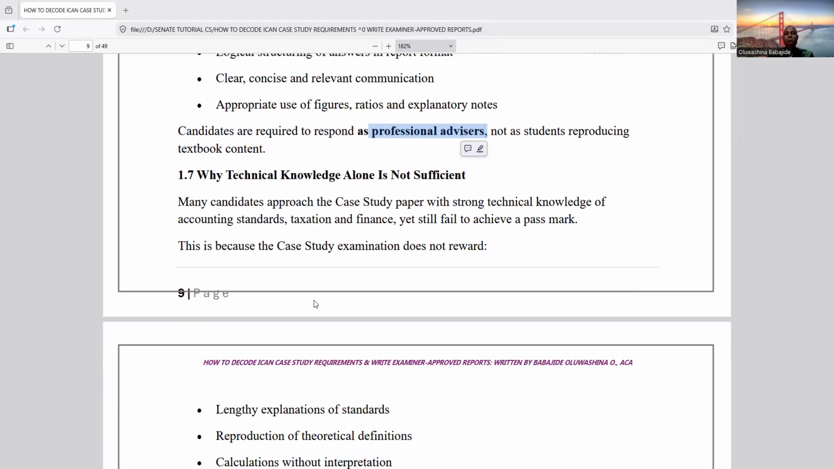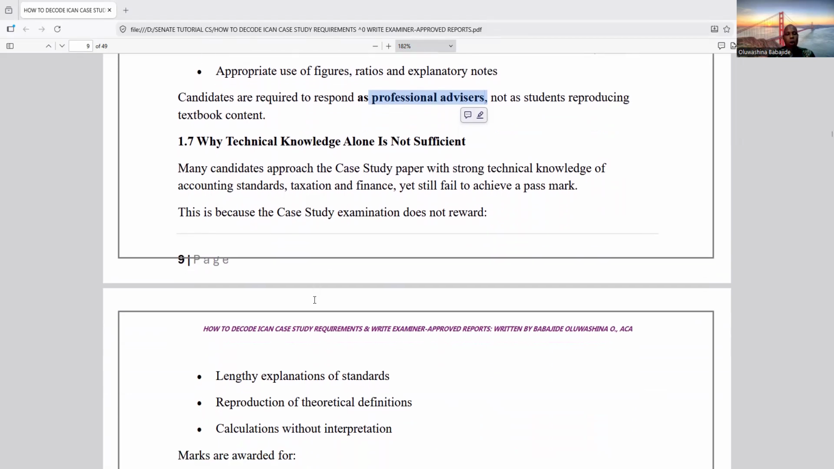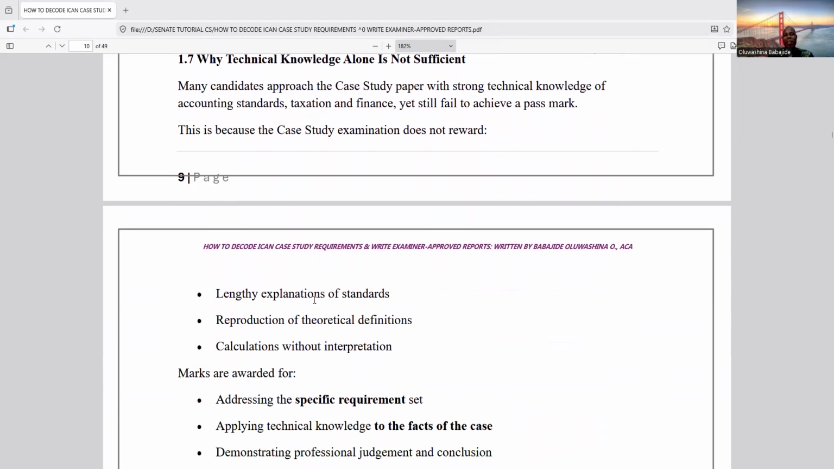This is because the case study examination does not reward lengthy explanation of standards. You are just cramming standards; it doesn't reward that. It doesn't reward reproduction of theoretical definitions. You don't need to say IAS 36 is this. It doesn't require that. You can only give a brief explanation of it.